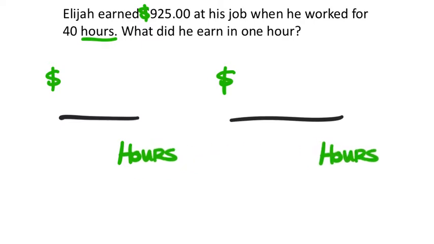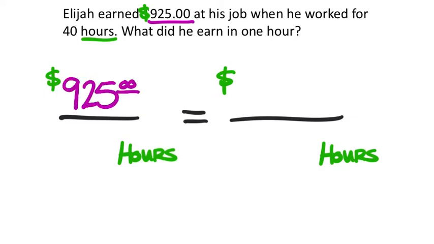Okay, and in fact, these fractions that we're going to be writing are actually going to be equivalent, which means they have exactly the same value. They're just going to be shown a little differently. So what are the values that we're comparing? Well, for the dollars, I see it's $925. And since I have the label there for dollars in the numerator, I'll put my $925 in the numerator.